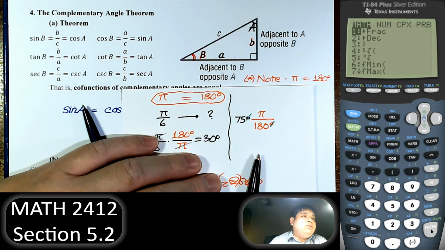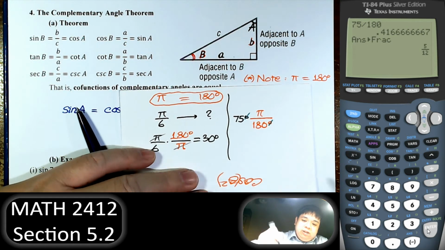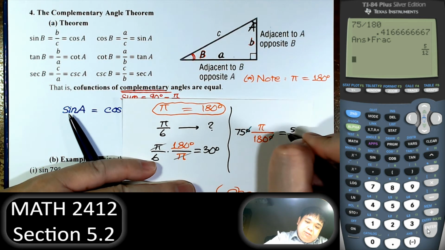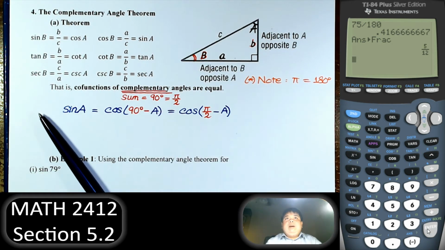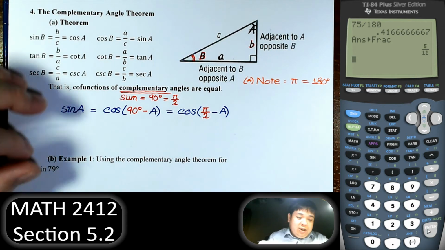Convert to a fraction: 5 over 12. Don't forget there's a pi here. Right, so that is degrees and radians.